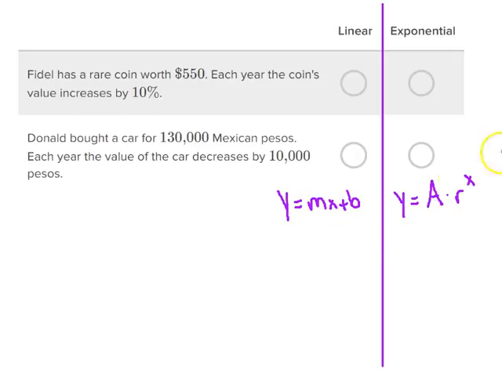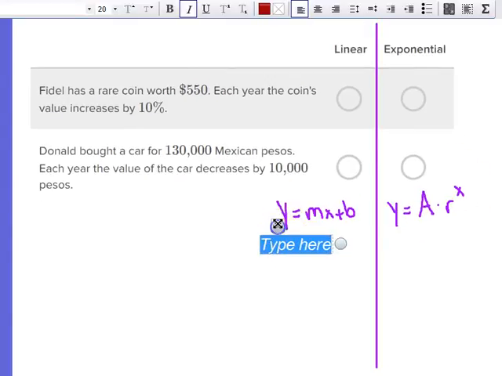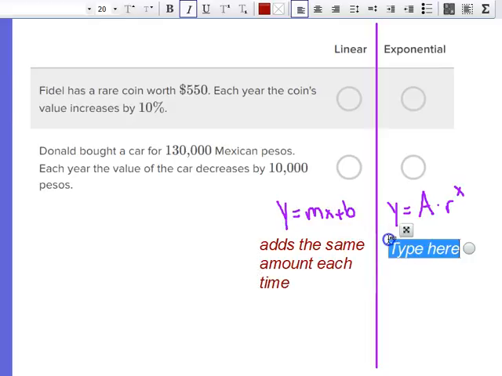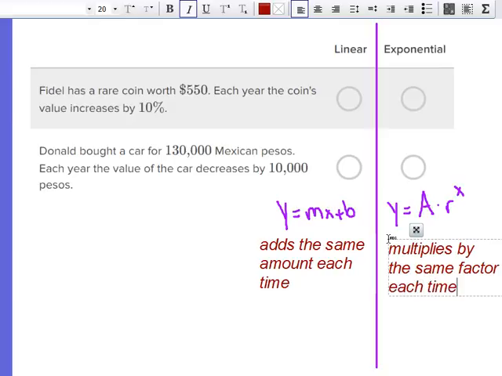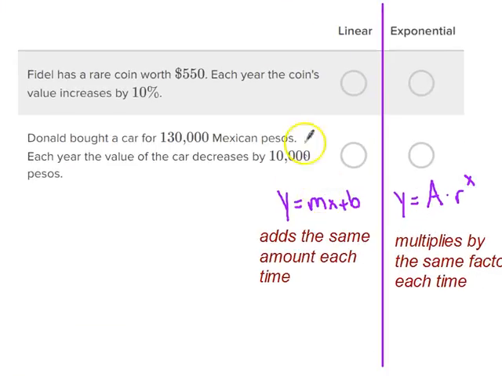You can tell which one is which because a linear equation adds the same amount each time, and an exponential equation multiplies by the same factor each time. And when I say each time, I mean each time x increases by 1. So how much does y add? It adds an amount m. So m tells you how much it adds each time.